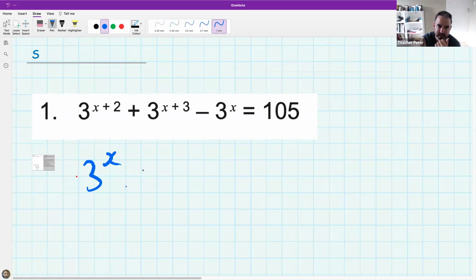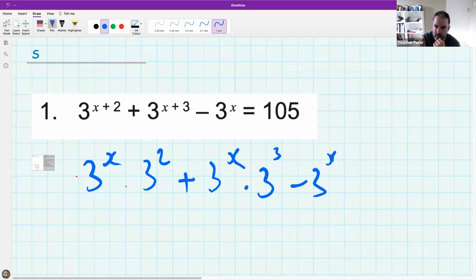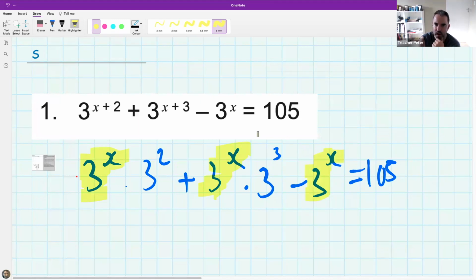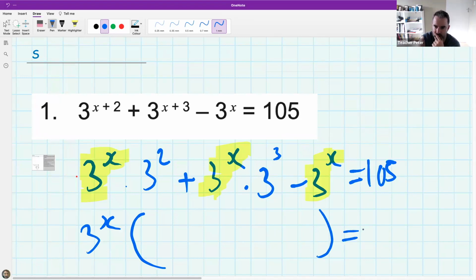What if we split the exponents? Okay, let's go with that. I like that. What are you guys noticing about this? I'm noticing this. I think what we need to do is take out a common factor. And we'll leave the 105, but what do you think is going to go inside this bracket?